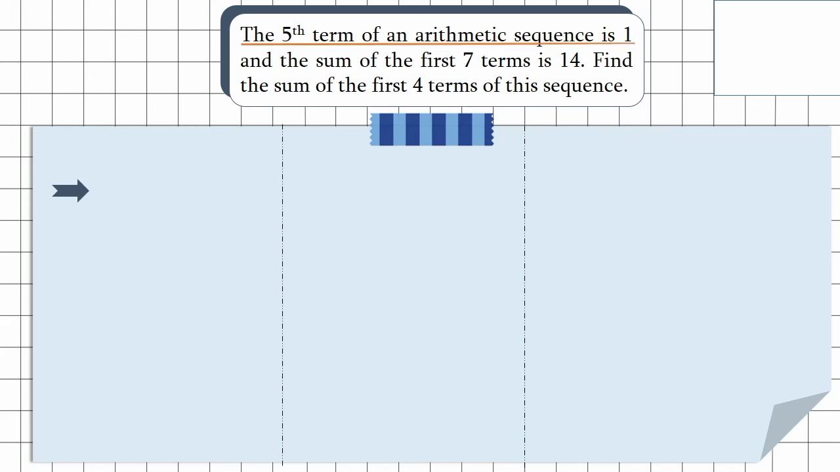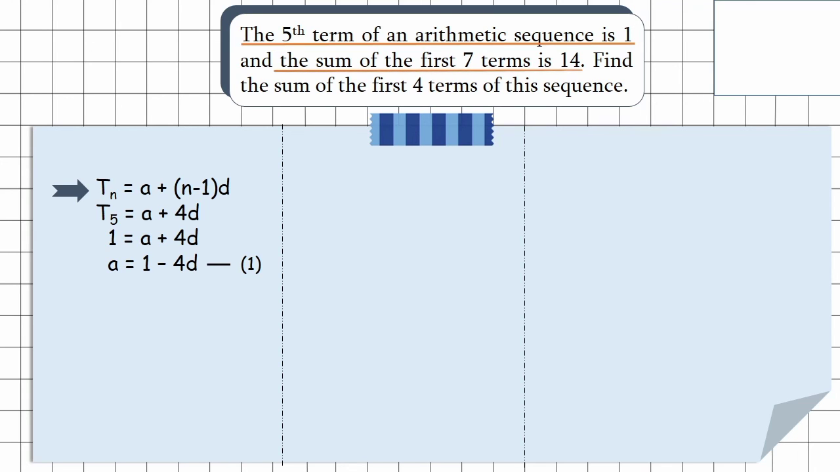Given the fifth term of an arithmetic sequence is 1. Based on the formula Tn equal to a plus (n minus 1) times d, we will write the fifth term as T5 equal to a plus 4d. Substitute 1 in T5. Express a in terms of d, so we get equation 1.